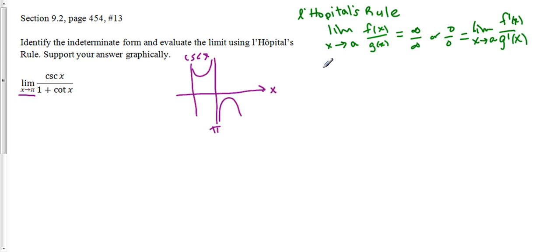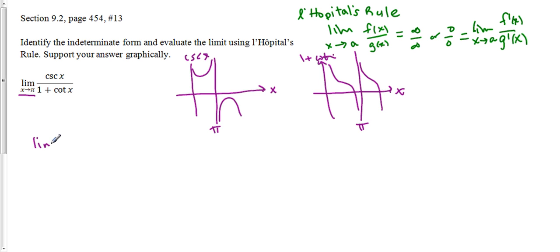And if I go over here and plot the denominator, 1 plus cotangent x, I get something that kind of looks like this. And again, I have a discontinuity at pi. So I'm going to have to break this into a left-handed limit and a right-handed limit because I'm going to get different answers depending on the side that I approach pi from. So we're going to start by approaching from the positive side.